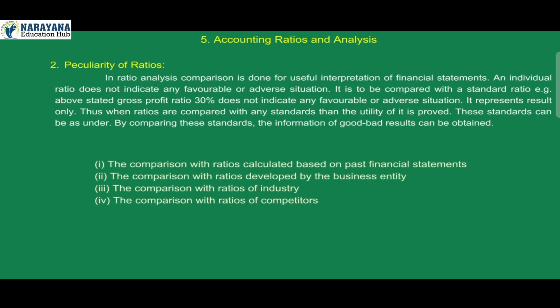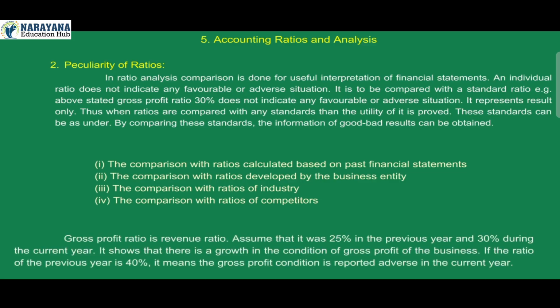1. The comparison with ratios calculated based on past financial statements. 2. The comparison with ratios developed by the business entity. 3. The comparison with ratios of the industry. 4. The comparison with ratios of competitors. Gross profit ratio is a revenue ratio. Assume that it was 25% in the previous year and 30% during the current year. It shows that there is growth in the gross profit condition of the business. If the ratio of the previous year is 40%, it means the gross profit condition is reported adverse in the current year.